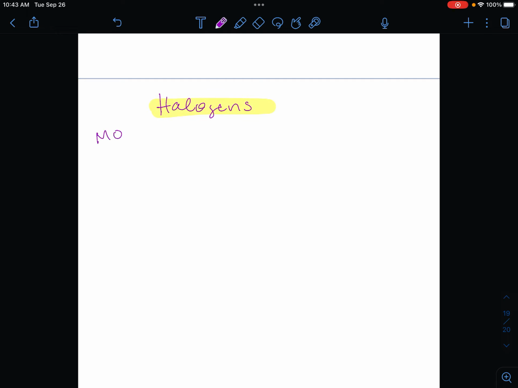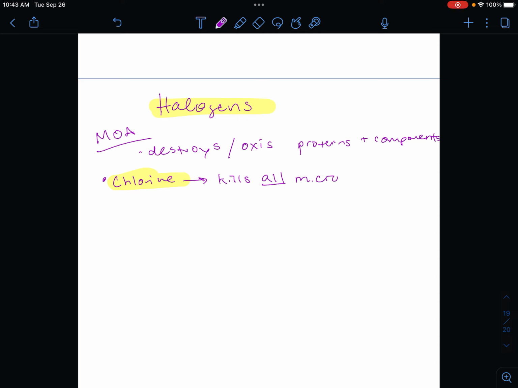Right, so the mode of action destroys and oxidizes proteins as well as components of the cell. All right, the biggest one here, chlorine. Not chlorine gas, that's toxic. Do not make chlorine gas, please. You're going to be in a very messed up spot. That's really dangerous stuff. All right, so this destroys all microbes, and even viruses, all microbes including viruses. This is a disinfectant.